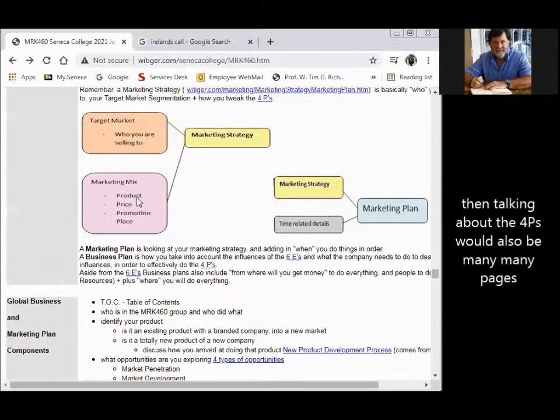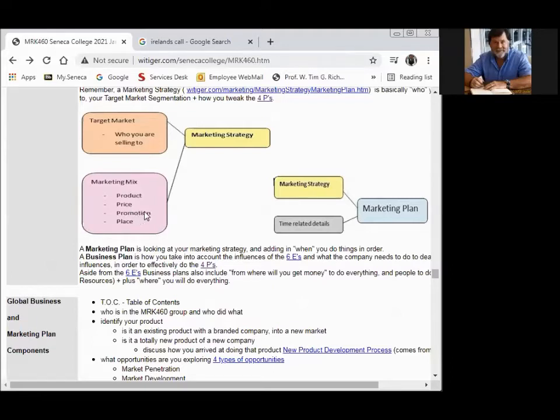and I could easily have 3 or 4 pages talking about my product. I would have some pictures of the product. I would have some diagrams. I would show how it works and functions. Then price. I could have 2 or 3 pages talking about how I calculate the price, what my competition's price is, how I can lower my price.